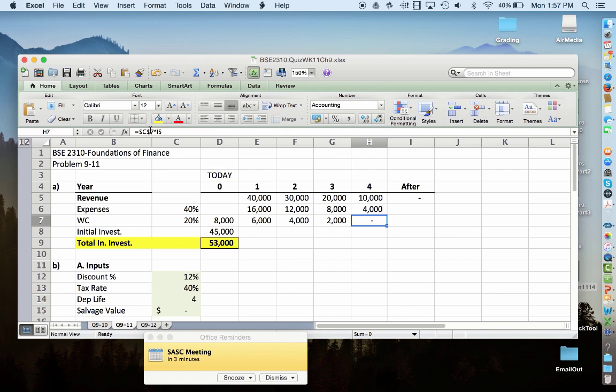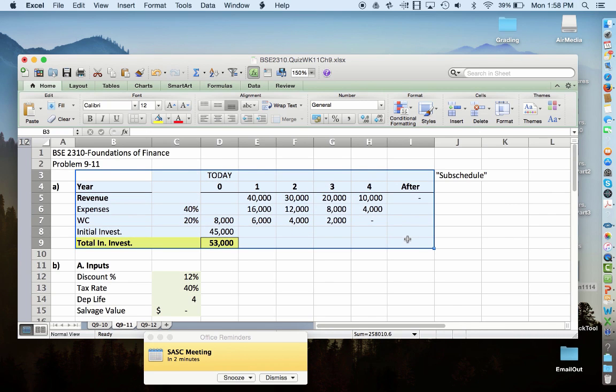So the final thing then that I have is the initial investment of $45,000. Okay. So what I've done here, by the way, this is something I call a subschedule. So I have my larger analysis that I'm ultimately going to get to, but I've done this kind of mini analysis within the bigger analysis, because I don't like to guess at things. That's the great thing about spreadsheets. There's plenty of space to do this stuff.